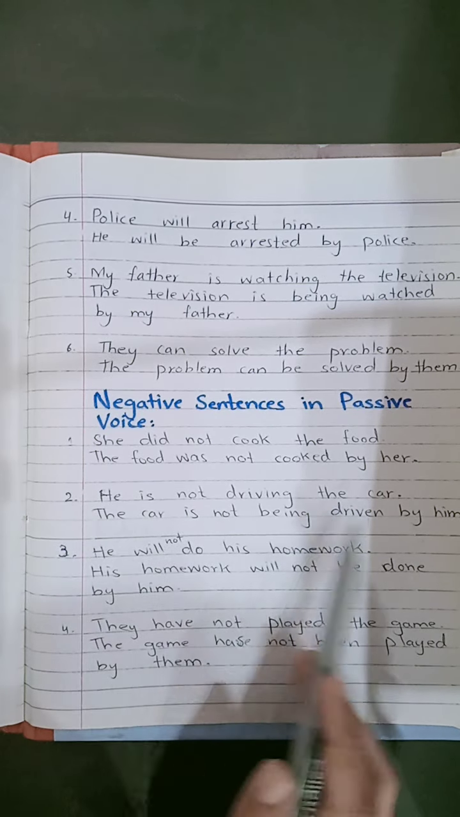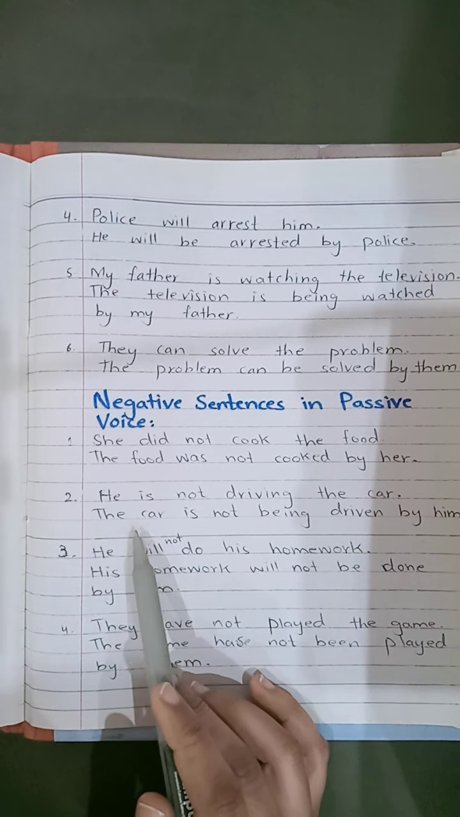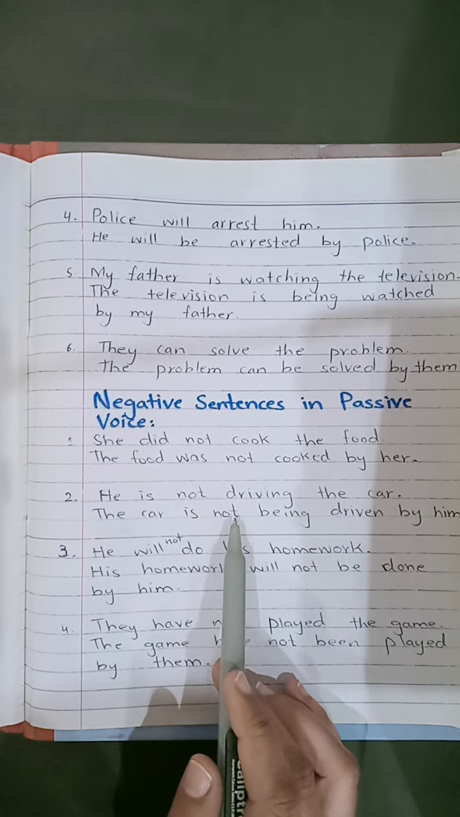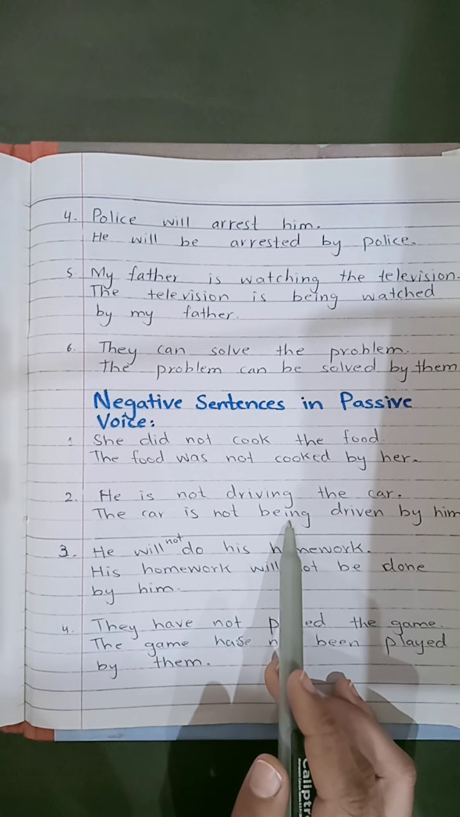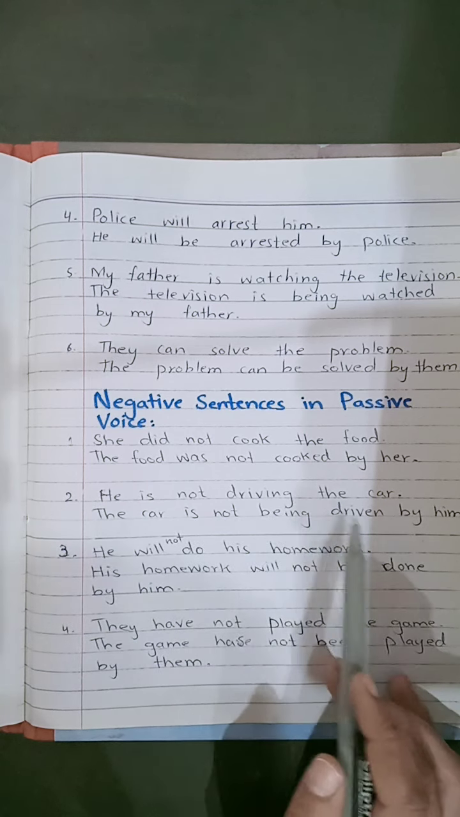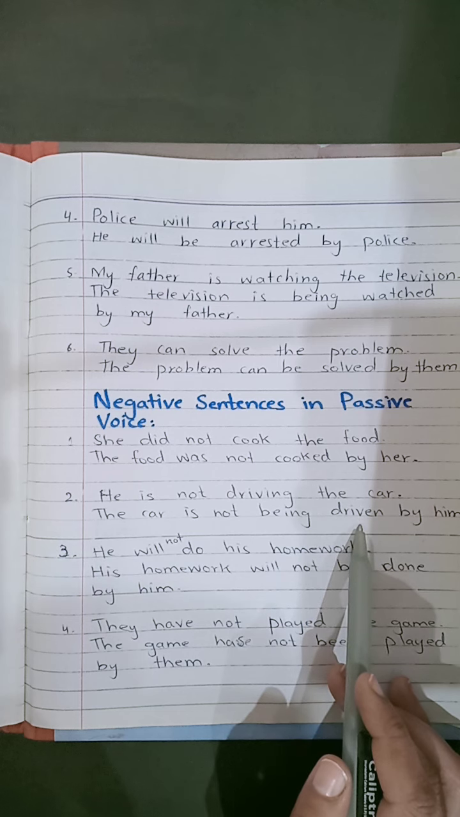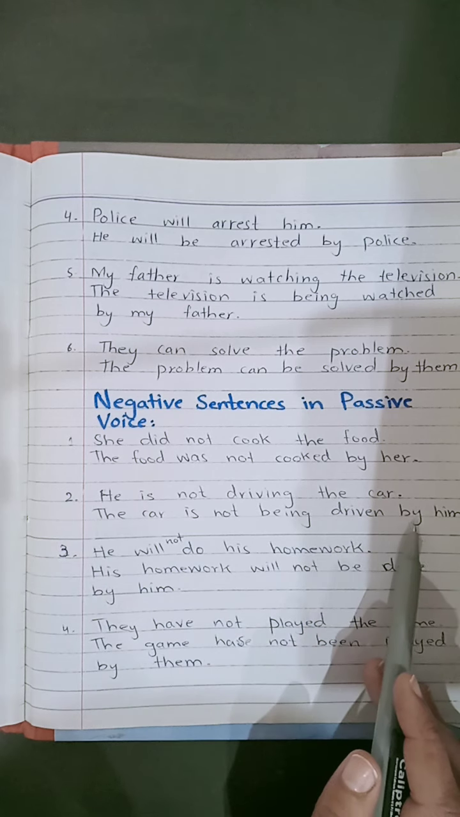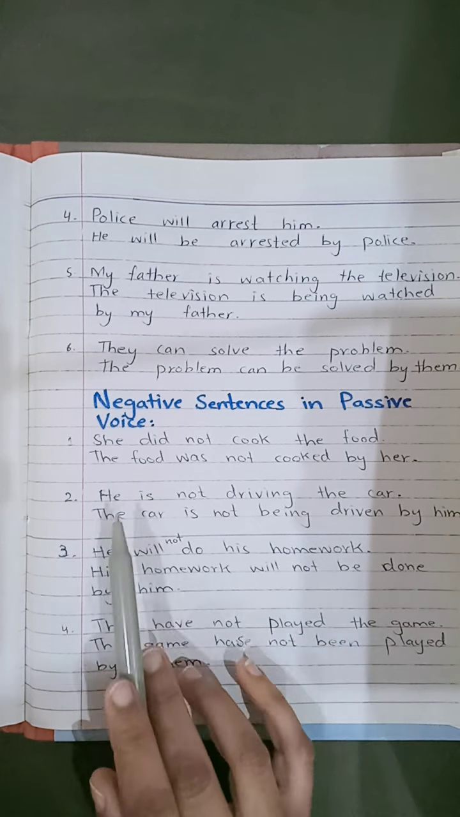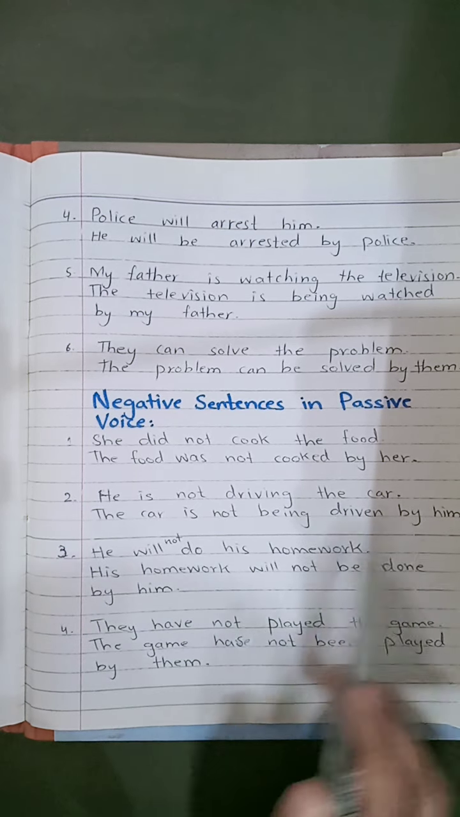The car is the subject of the sentence, would come at the start of the sentence. Is would remain the same, not also remains the same. Being, according to the rules, would be added with it. Driven, the third form of drive. By, according to the rules, will come here before the subject of the sentence. He would be changed into him.